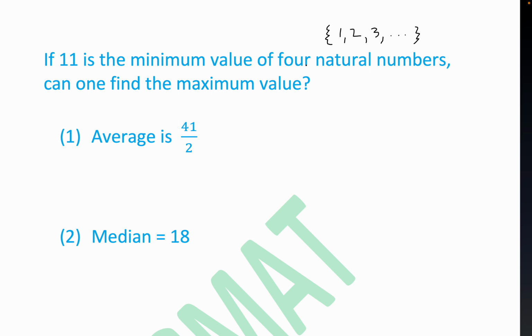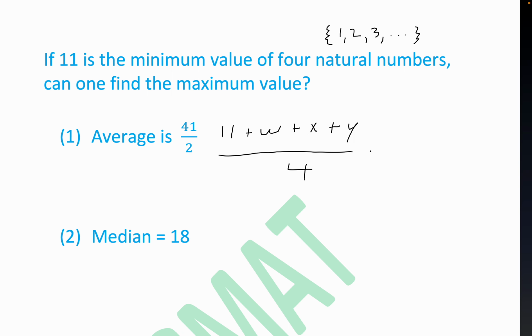We know that 11 is the minimum. Can we find the maximum value given one or both of these conditions? Now let's use some convenient choices right here. This would indicate that 11, and I'll just go alphabetically here, W, X, Y, plus W plus X plus Y, where Y would be the max, of course, all divided by 4 is equal to this strange looking number.